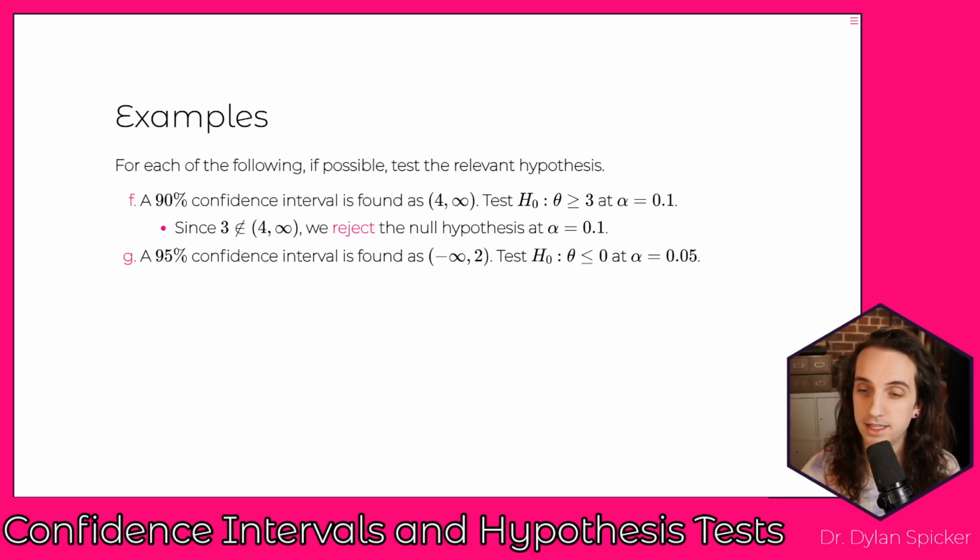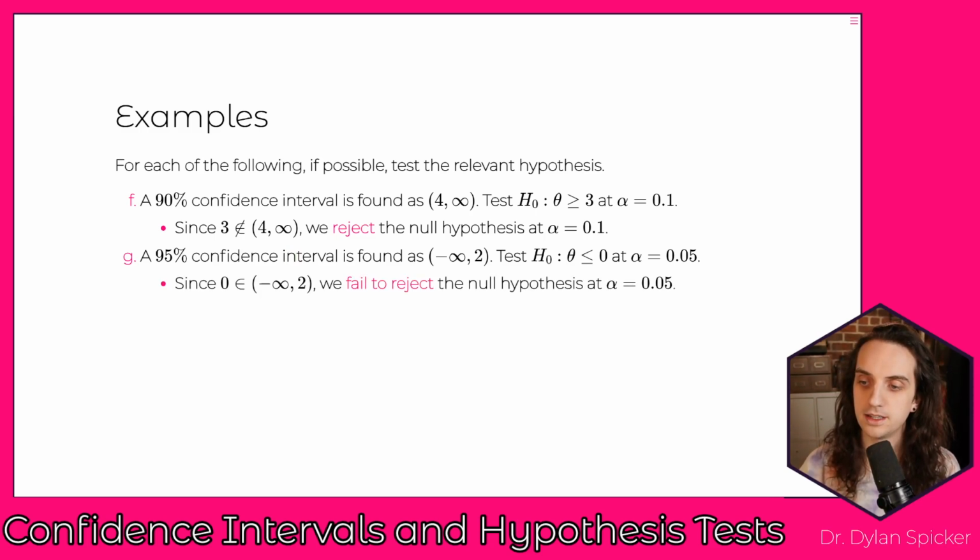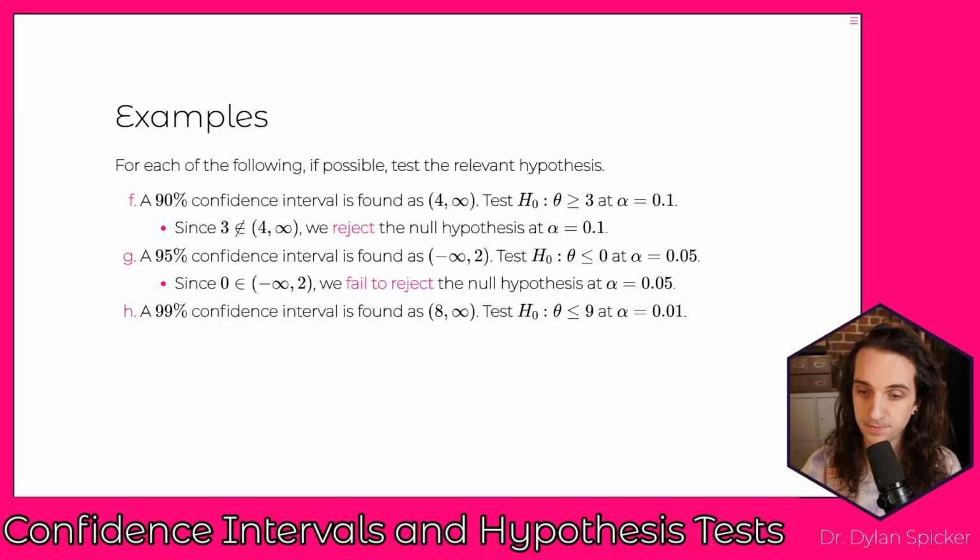Now let's suppose that we had a 95% confidence interval that is going to be negative infinity to 2. We want to test, is the value less than or equal to 0 at alpha equals 0.05. So once again, 95 lines up with alpha equals 0.05, so that's totally fine. We have this upper bounded confidence interval here, and we want to test the lower null, so that's all in agreement. So then we check, is 0 in this interval? 0 is in fact in that interval, and so then we can fail to reject the null hypothesis at the level of significance.